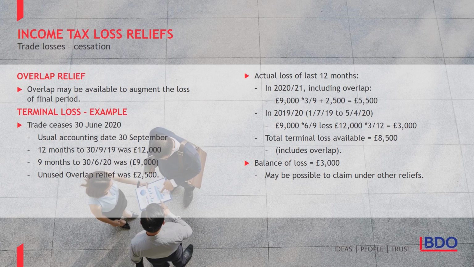There is an unused balance of loss from the final accounting period of £3,000, which cannot be utilised by the terminal loss claim. That said, another loss claim, a sideways claim under Section 64, say, might be available to utilise this loss instead.